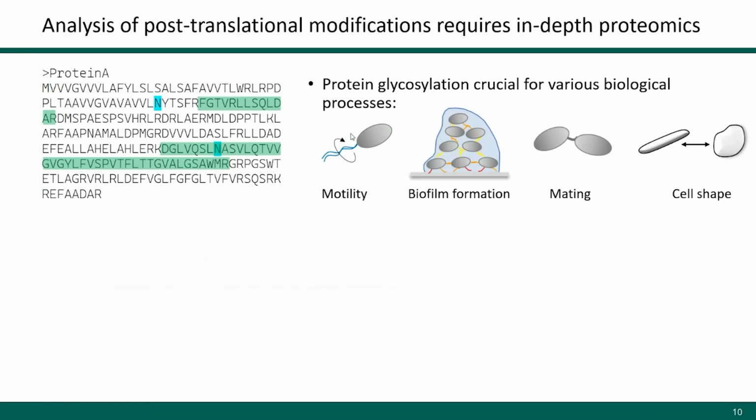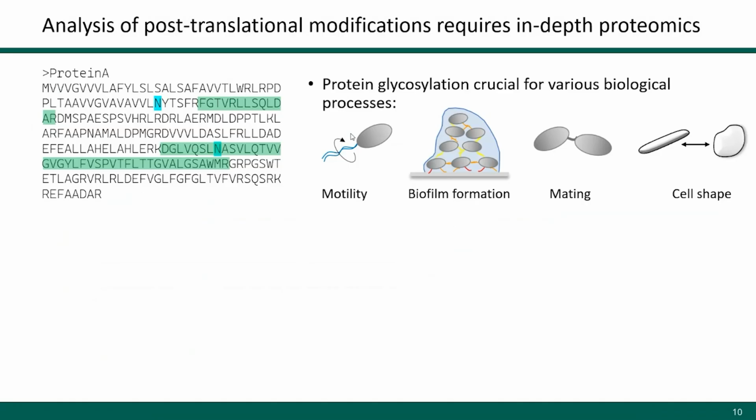In our lab specifically, we are interested in protein glycosylation. And of course, we can only see protein glycosylation if we identify the peptides that are modified. So for that, we need a high sequence coverage. We are interested in protein glycosylation because it's involved in a lot of important biological processes. A lot of you probably know it from eukaryotes, where it's involved in everything that is important. But it also occurs in prokaryotes, and it's important for motility, biofilm formation, mating, cell shape, and various other things.